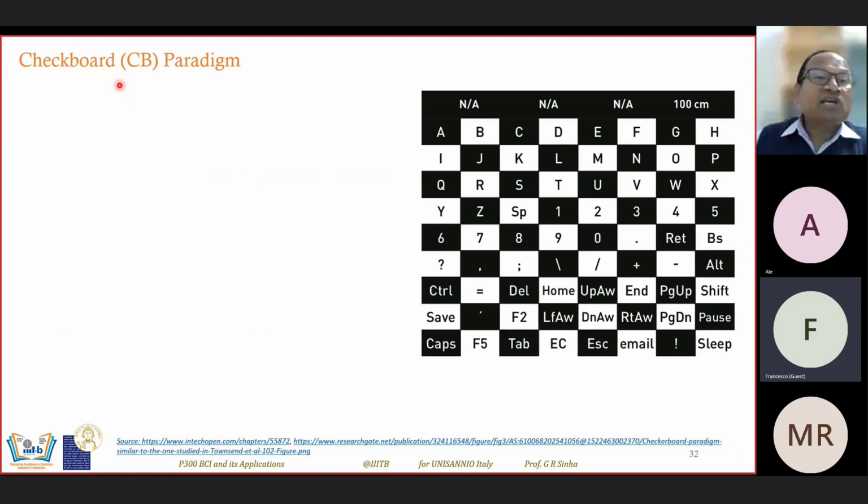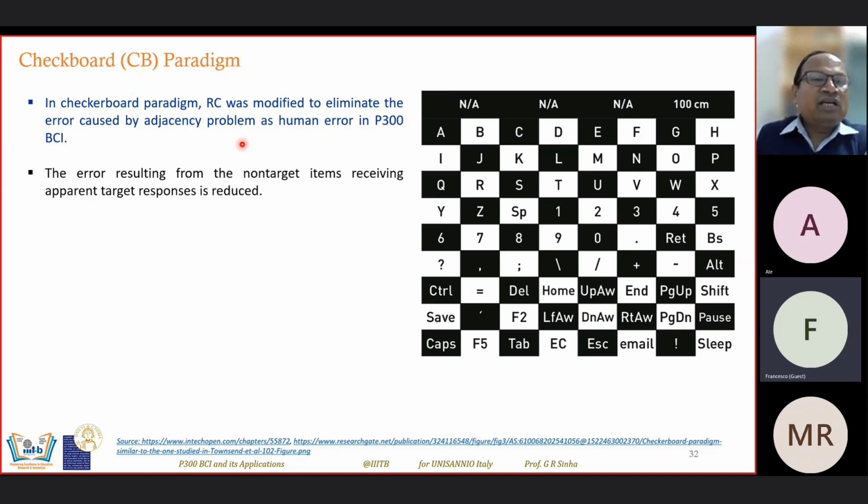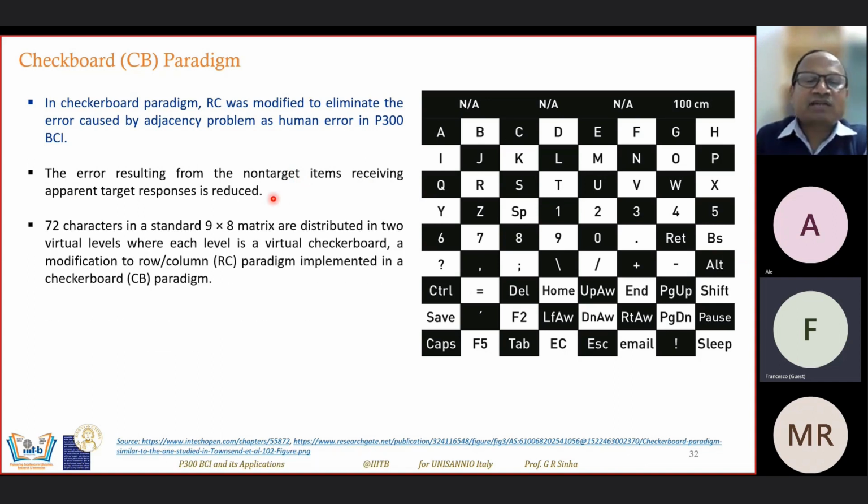The next one is the checkerboard paradigm, the CB paradigm. These are the characters which are used in the checkerboard paradigm. In the checkerboard paradigm, RC was modified to eliminate the error caused by the adjacency problem, which is a human error in P300. So the error resulting from non-target items receiving apparent target responses is reduced, because error will always come when you are having confusion between target and non-target.